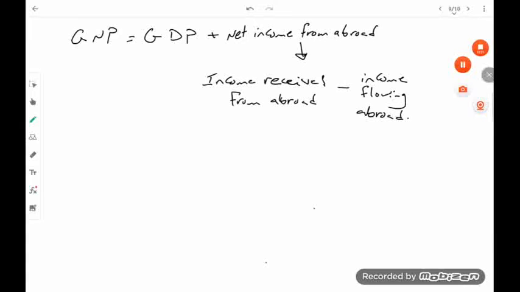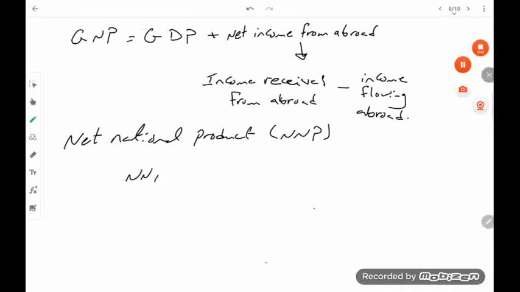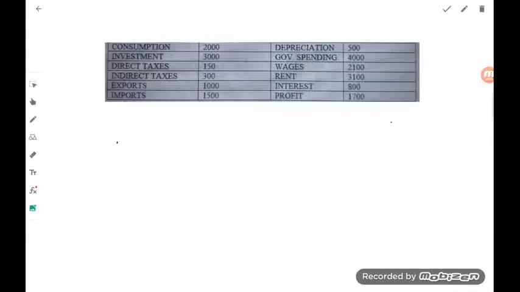If you are going to deduct depreciation from GNP, you will get net national product, which is calculated as GNP, or gross national product, minus depreciation. For example, let's take an example.